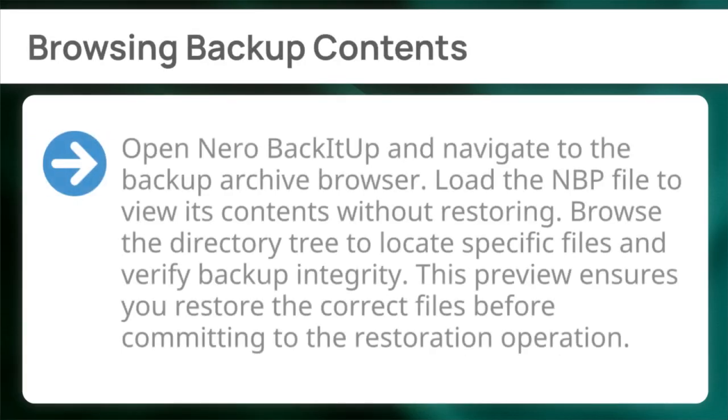Next, browsing backup contents. Open Nero BackItUp and navigate to the backup archive browser. Load the NBP file to view its contents without restoring. Browse the directory tree to locate specific files and verify backup integrity. This preview ensures you restore the correct files before committing to the restoration operation.